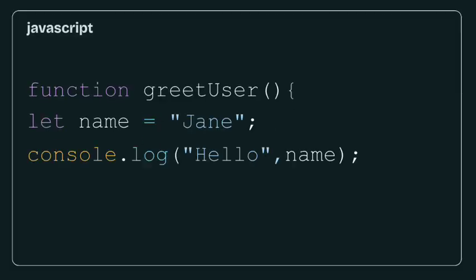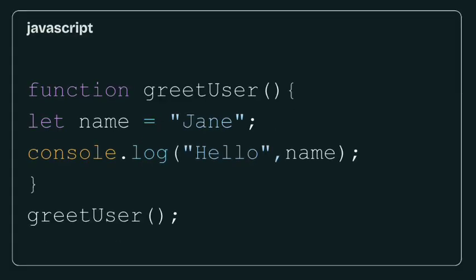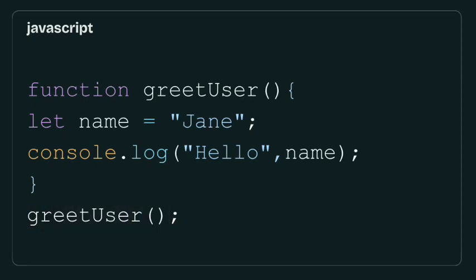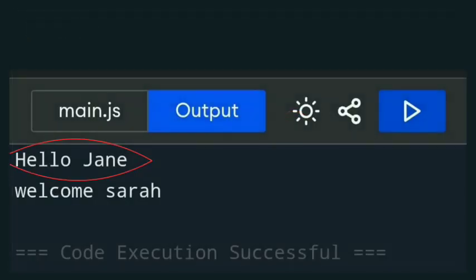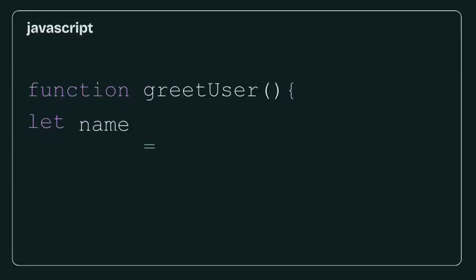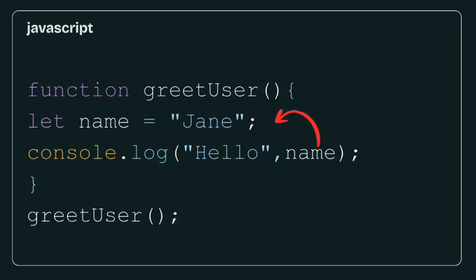Now, let us see the tricky part. So, what happens inside the function? Well, when we call the greetUser function, JavaScript sees that it needs to do console.log name, so it starts to look around for the name variable, and it finds the closest name variable with Jane in it. And that's why it printed hello Jane. The key thing is JavaScript always picks up the closest variable first.